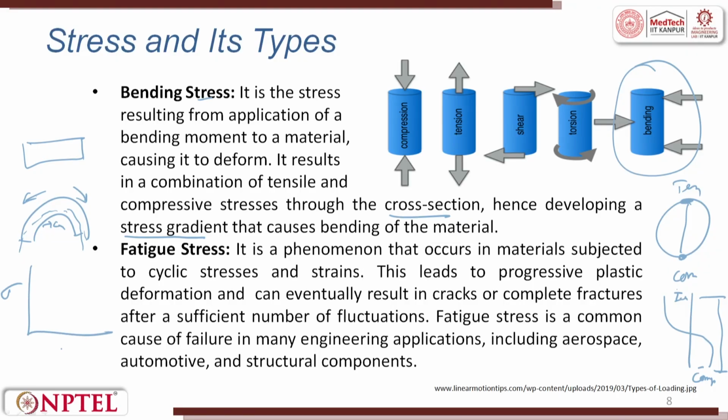When you go back to your stress-strain graph, you can see the ultimate strength, and then slowly it goes down. You have stress and strain, and the curve goes like this to the ultimate point, and after that it slowly falls down towards fracture. This is UTS. This leads to progressive plastic deformation and eventually results in a crack or a complete failure. When the ultimate point is crossed, the crack keeps growing and then a fracture happens. This matters in many engineering applications, including aerospace, automotive and structural components.